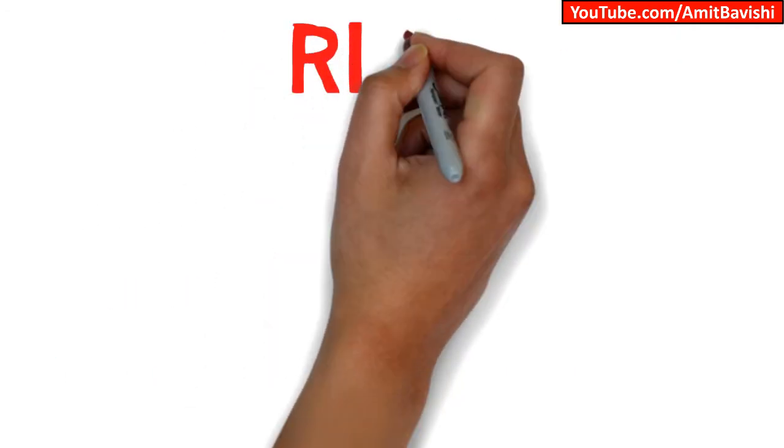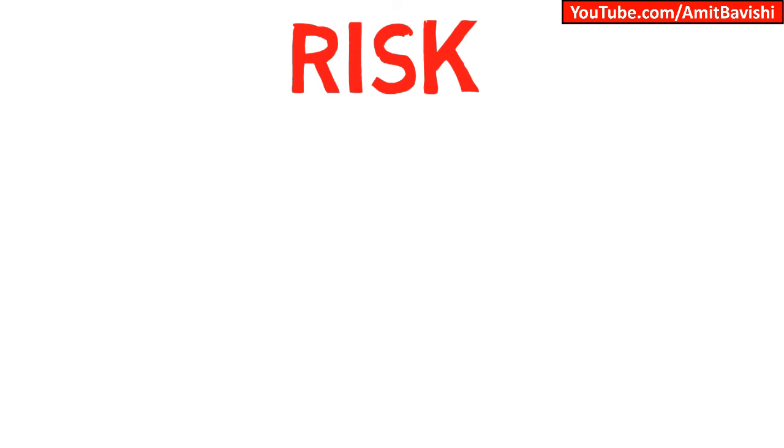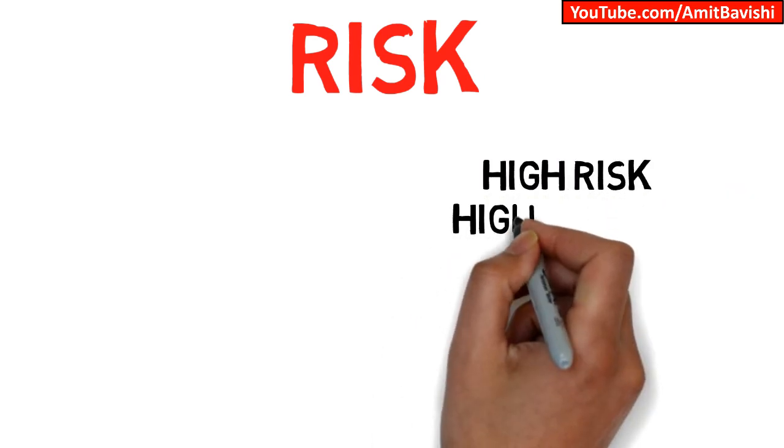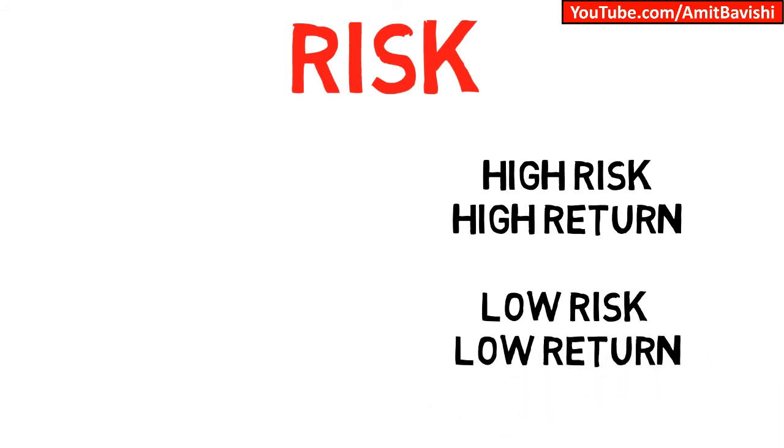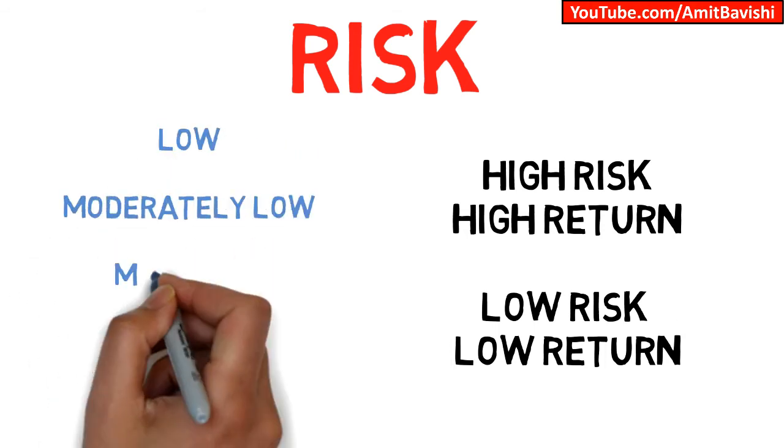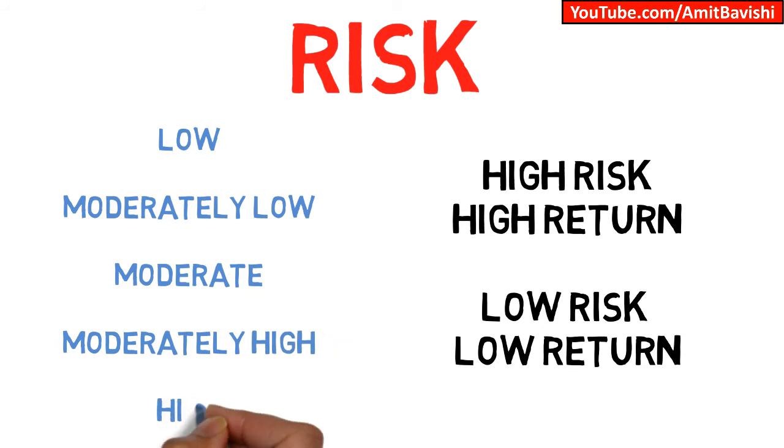Next is risk. This shows the risk of the portfolio managed by the fund managers. As a rule of thumb, high risk, high returns and low risk, low returns. One must select a portfolio as per his or her risk appetite. Mutual funds are categorized into 5 categories based on its nature of risk, that is low, moderately low, moderate, moderately high and high.